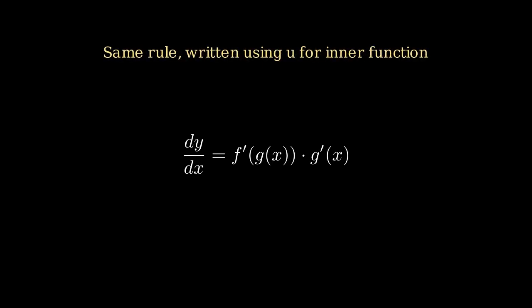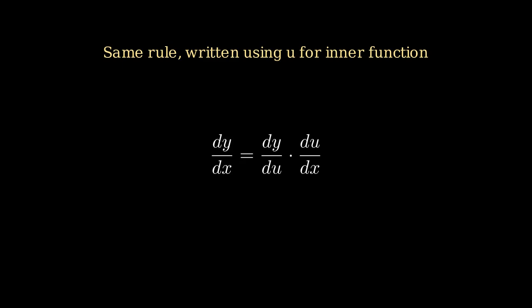An equivalent way to write this is with u as the inner piece. If y equals f of u, and u equals g of x, then dy by dx equals dy by du times du by dx. This is exactly the same rule, just with a substitution letter for the inner function.